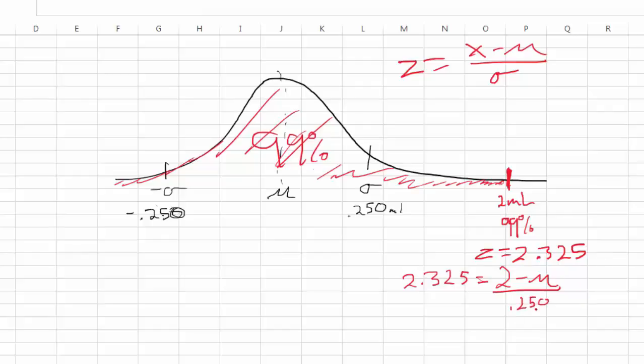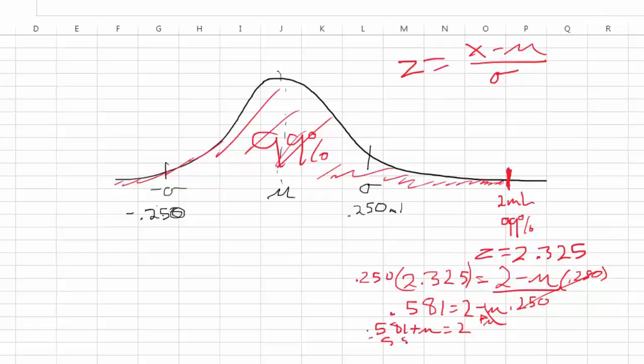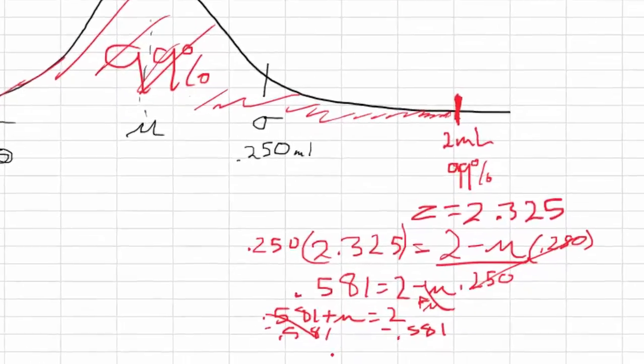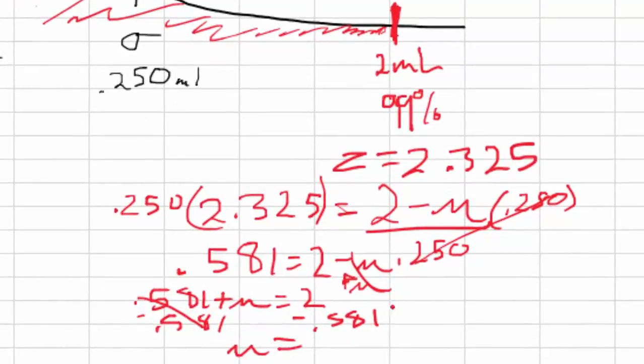So it's just algebra. I'm going to first get rid of the denominator, multiply each side by 0.250, and that works out to 0.581 equals 2 minus mu. A couple ways we could do this. I'll add mu to each side. So I've got 0.581 plus mu equals 2. And then when I subtract the 0.581 from each side, I wind up with mu equals 1.419. If you're good with the algebra and you know how the standard normal distribution works, that actually wasn't too hard. So I got mu equals 1.419.